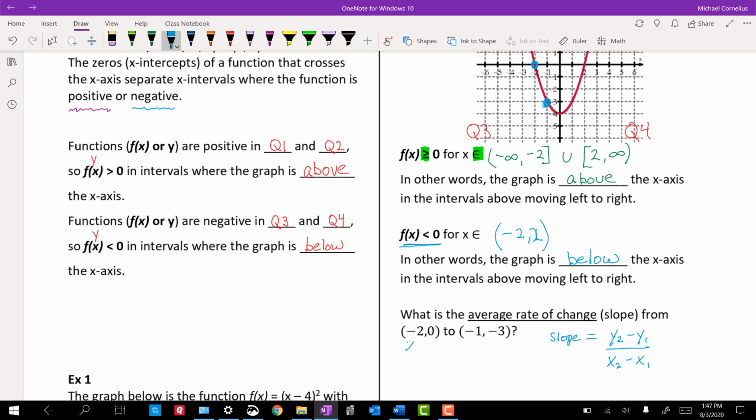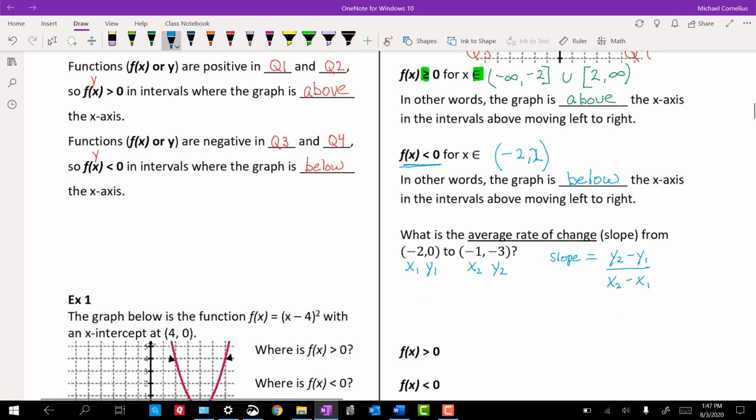I'm going to call this guy x1, y1. I'm going to call this guy x2, y2. And I'm going to plug those in. All right, so here we go. y2, that's going to be negative 3 minus y1, which is 0, over x2, which is negative 1, minus x1, which is negative 2. So we've got to be careful there.